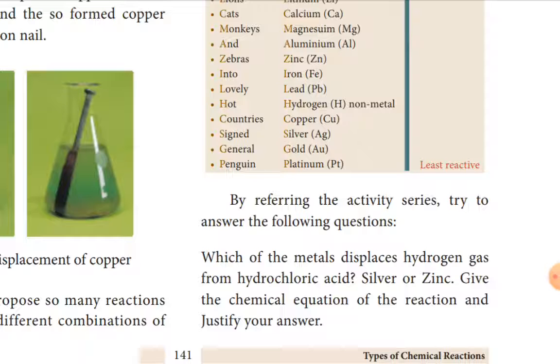You can write the equation. I give the word equation. You can write and practice in your rough notebook. Zinc plus hydrochloric acid gives zinc chloride plus hydrogen. I repeat, zinc plus hydrochloric acid gives zinc chloride and hydrogen. So you write and practice and check whether the equation is balanced or not.